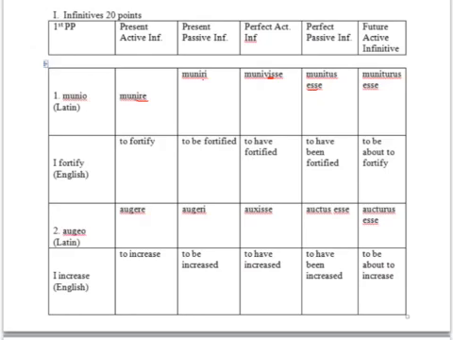Next verb on this version is augeo, and this is second, so you have augere, which means to increase. And again, since it's second, you only drop one letter, re, and add the I, augeri, to be increased. Perfect active again is auxisse, so it's the third principal part plus isse, to have increased. Perfect passive infinitive is the fourth principal part plus esse, to have been increased. And then the future active infinitive is the future active participle plus esse, to be about to increase.